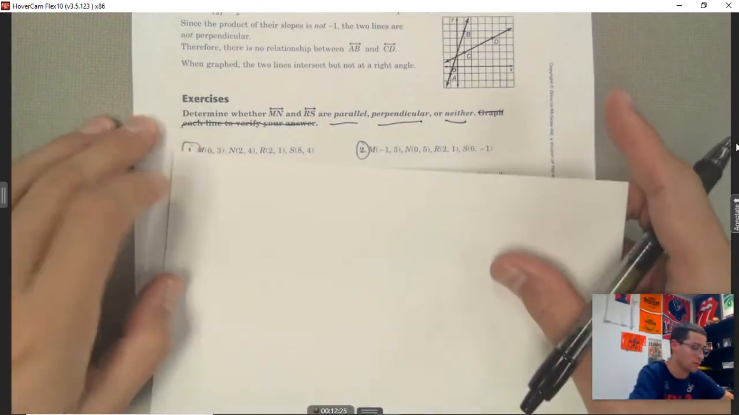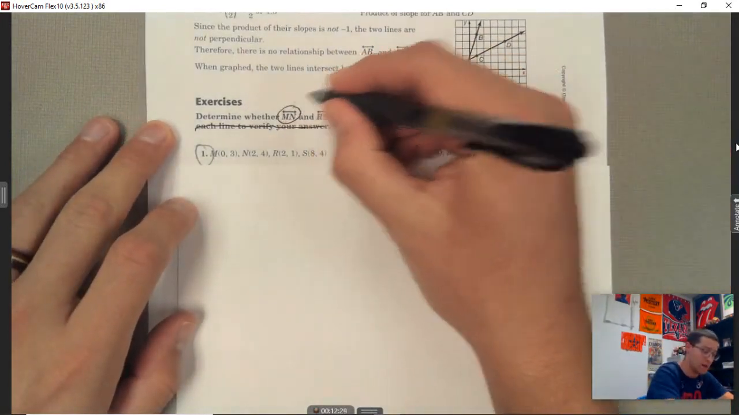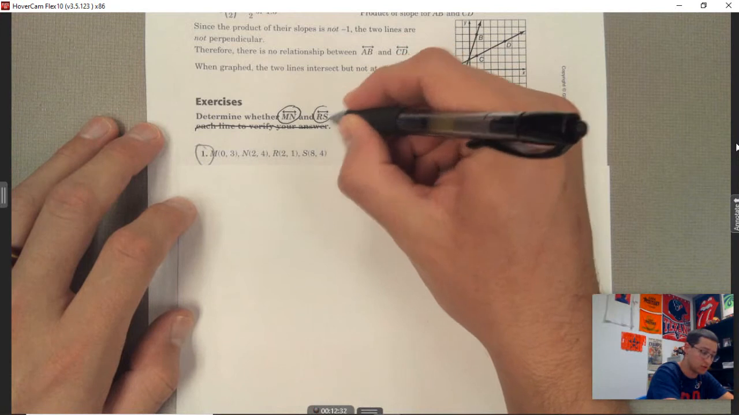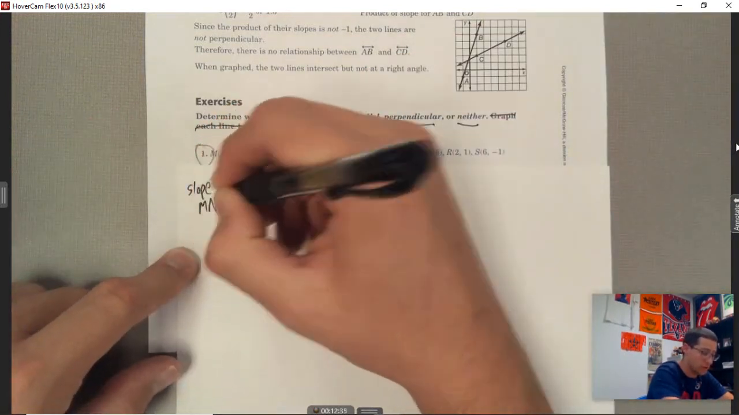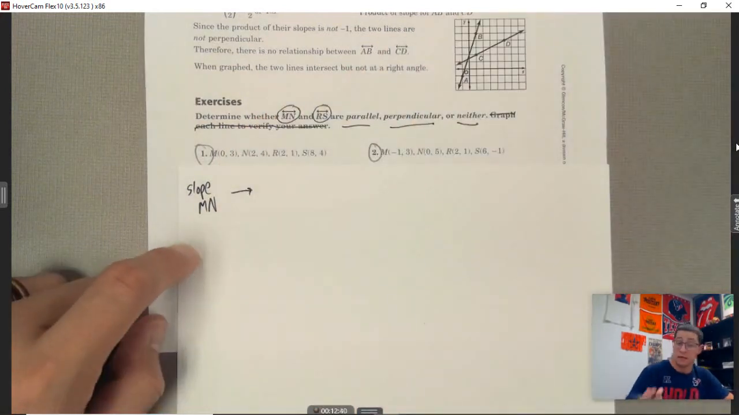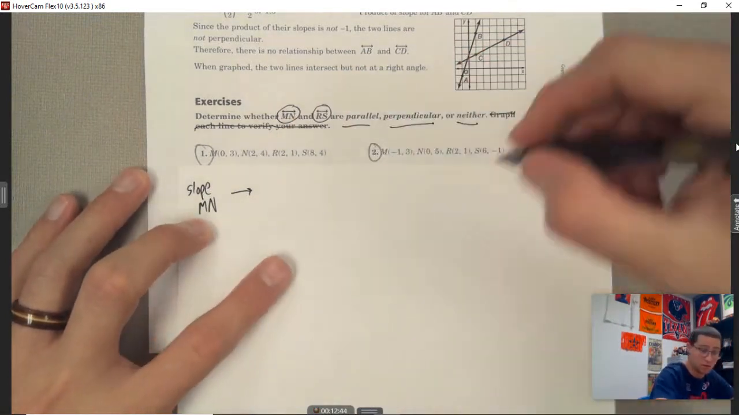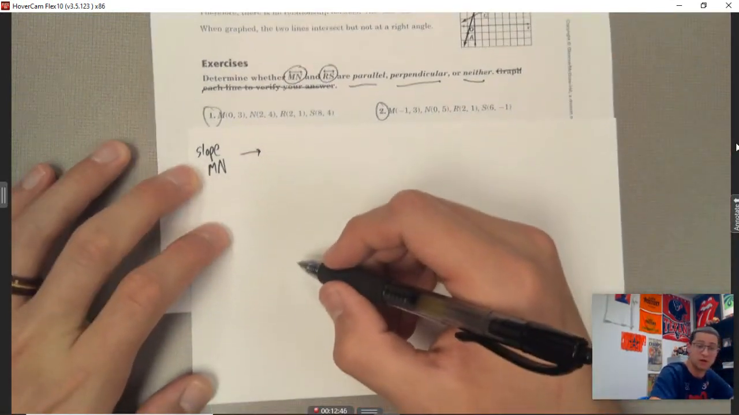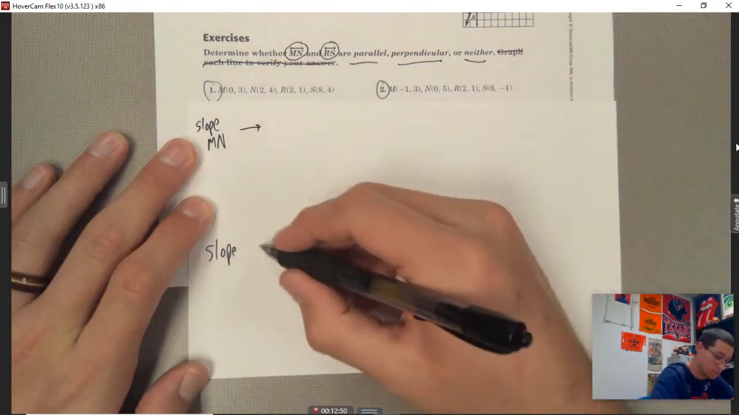All right, so for number 1, we want to find first the slope of MN, and then we will compare it to the slope of RS. So let's do slope MN. Okay, that's what we're going to do here. Now remember it's y2. Okay, slope formula. We'll go ahead and write that down here so we have it to reference. Slope formula.